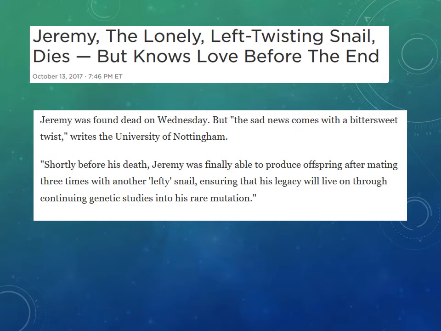What happened was, when they found those snails before, it turns out there was another snail involved in the mix, and two of those were doing their thing while Jeremy was left out. But another one was found, and so he was finally able to produce offspring with another snail that fit, and was able to keep the gene line going. It's a rare mutation, so they're trying to figure out if this is a full-on genetic thing, whether it can be passed on or not, and what will happen.